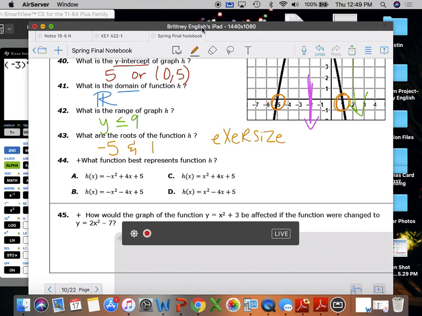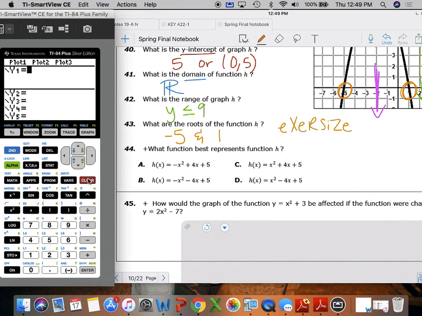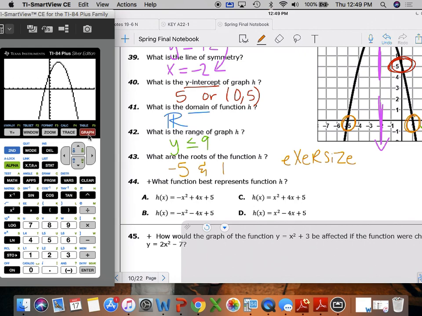Now, problem 44 has a plus by it because anything with the plus can be done in the calculator. 44 asks which function best represents h, and they give us some A, B, C, D answer choices. So what I'm going to do is plug in my answer choices and see which one matches that graph. If I'm not sure if it matches exactly, I'm going to use the table to check for points. This is A, and I can see A is not in the same spot because this is my origin right here. My graph is more to the left in the picture, but this one is more to the right.